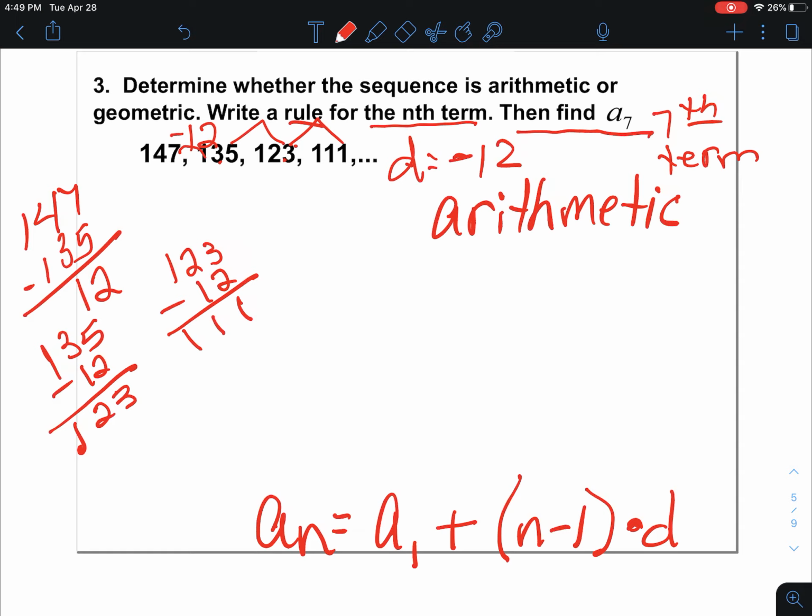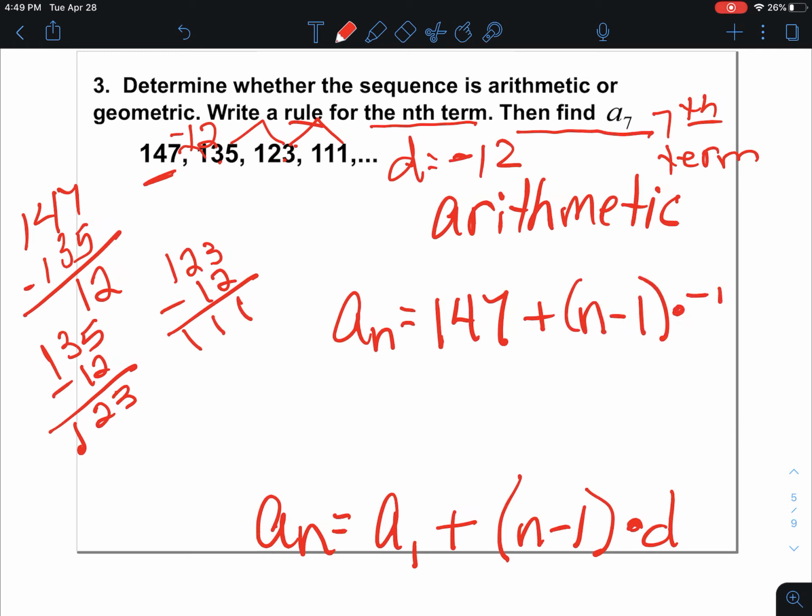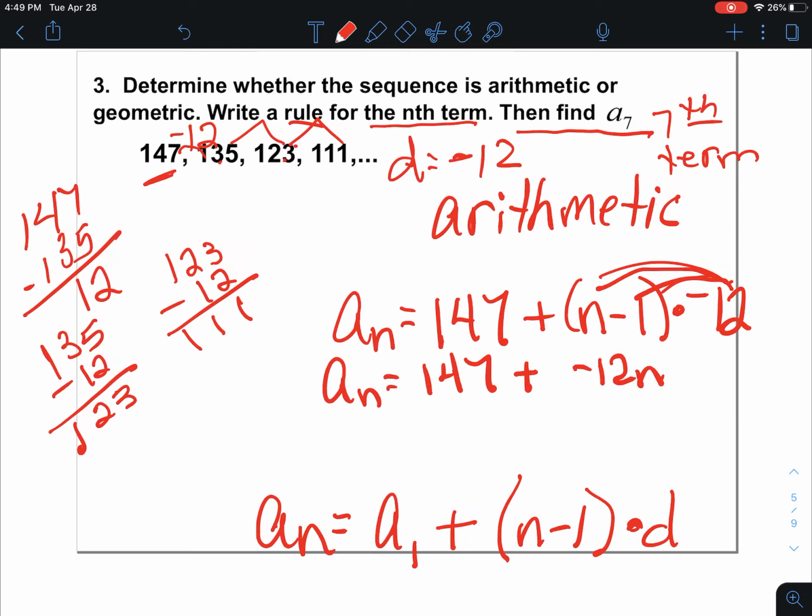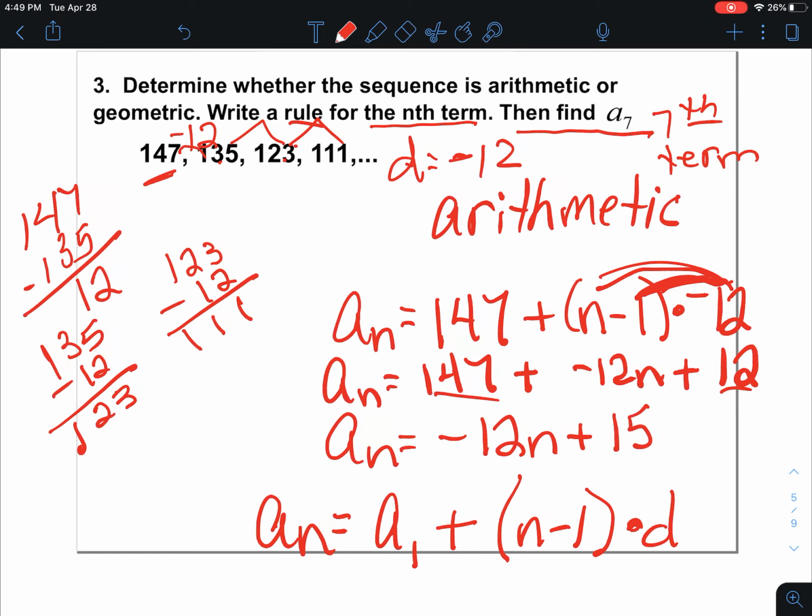Okay, so I need to write this down now. The nth term equals the first term. Here's my first term of 147 plus n minus 1. And we figured out our difference was negative 12. So now we're going to distribute negative 12 times n. Negative 12 times negative 1 is a positive 12. Add our like terms together. So negative 12n plus 159 is going to be our rule.